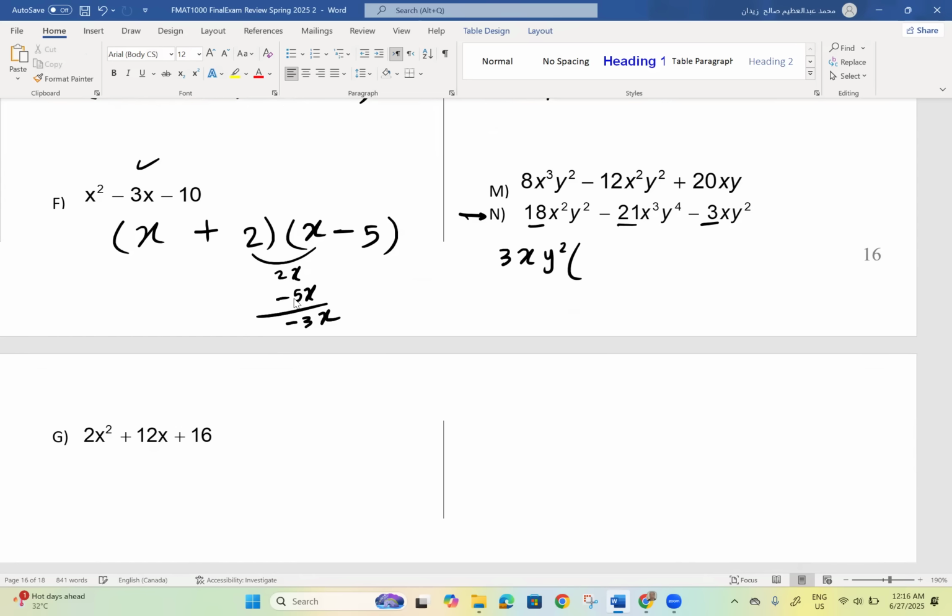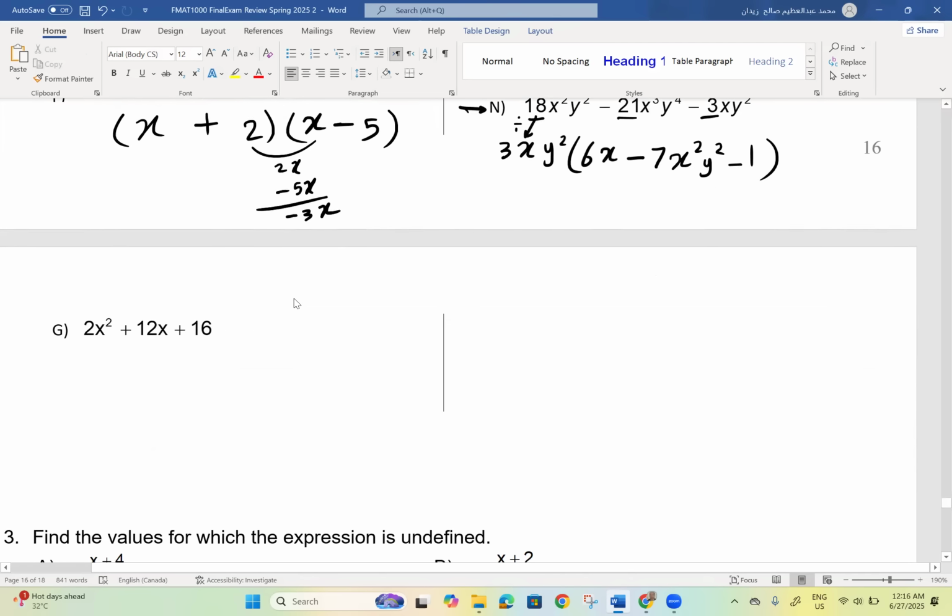This is the highest common factor. You can start by dividing each term by 3x y squared. 18 divided by 3 is 6, and x squared over x is x. y squared over y squared is 1, minus 21 divided by 3 is 7. The x cubed divided by x is x squared, and y to the power 4 divided by y squared is y squared, and minus 3x over 3x is 1, as y squared over y squared is 1, the same term. So this is the answer. I think I cannot factor anymore.